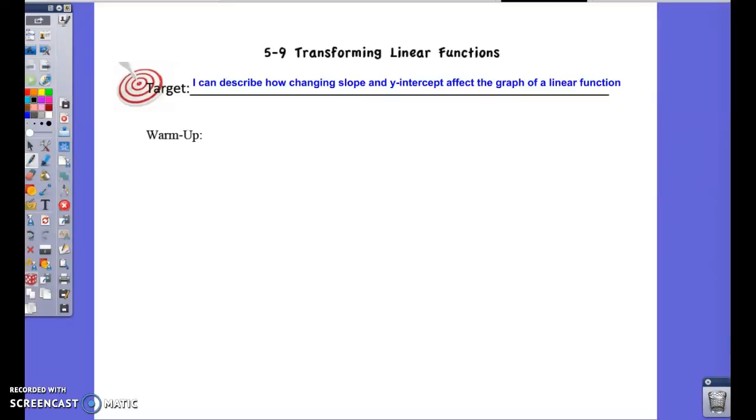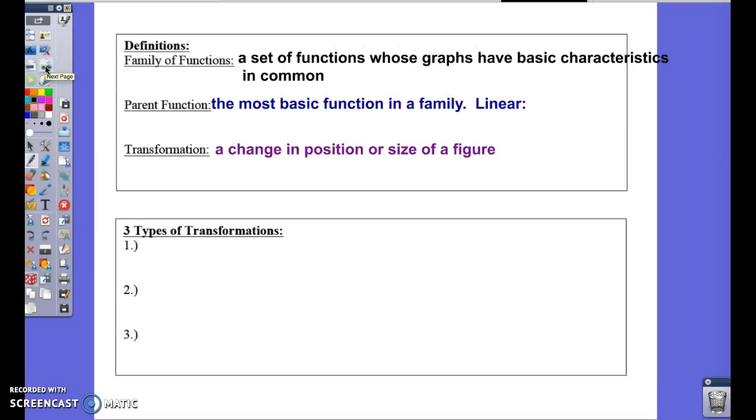Okay, today's lesson talks about section 5.9, which deals with transforming linear functions. The learning target is: I can describe how changing slope and y-intercept affect the graph of a linear function. For starters, we have a couple definitions.